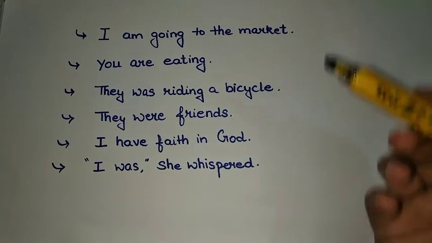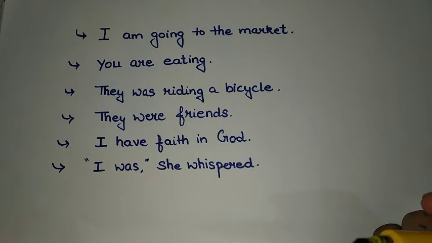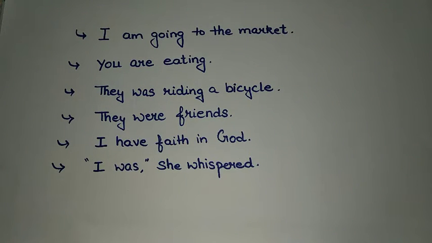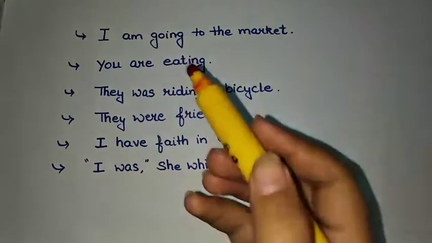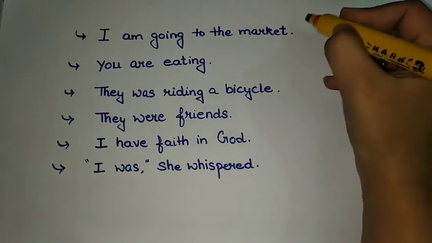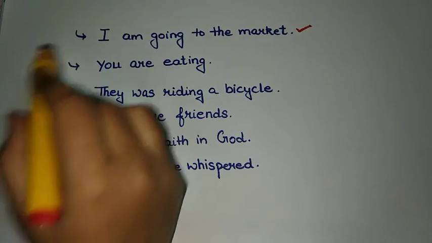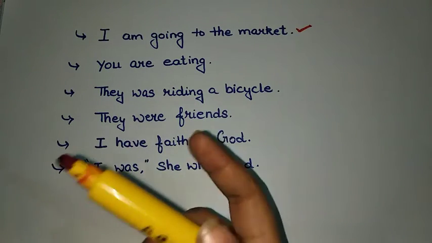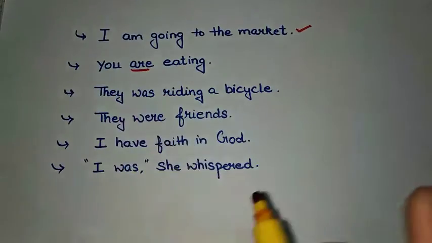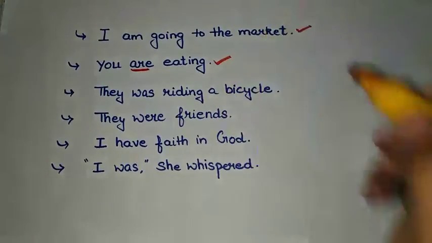Now let us see a few sentences and try to work out subject verb agreement. Like, I am going to the market. Here I have just told you that in case of exceptions we use am and was with I. Other than am and was, there is always a plural verb with I. So, I am going to the market is a correct one, and I is singular. You are eating. You is also one of the exceptions, and you is singular and are is a plural verb, and this is also correct.